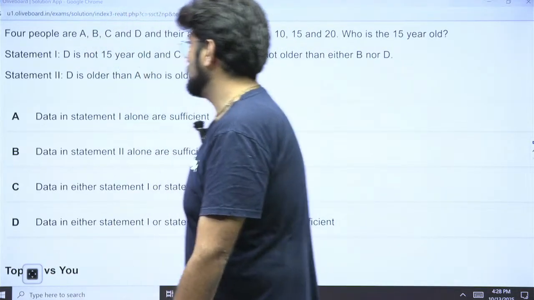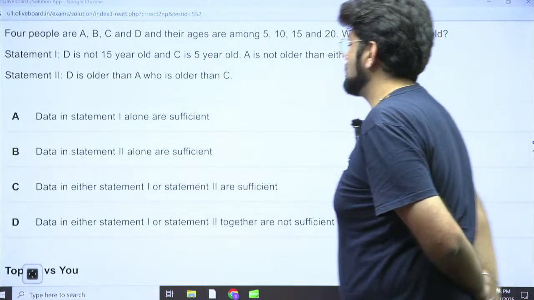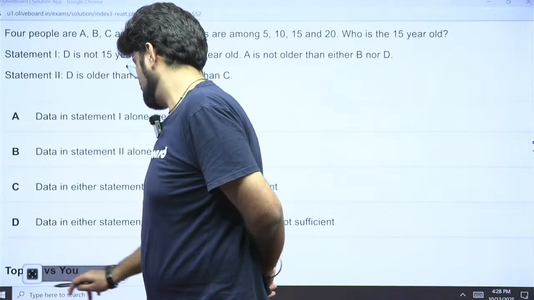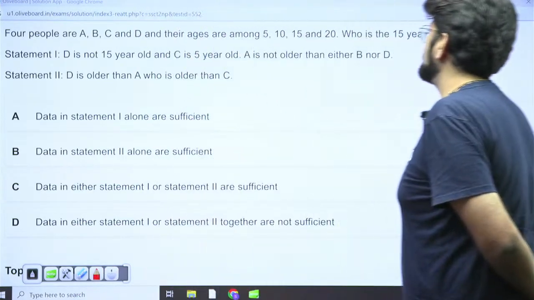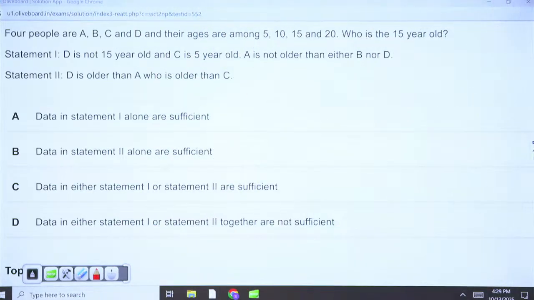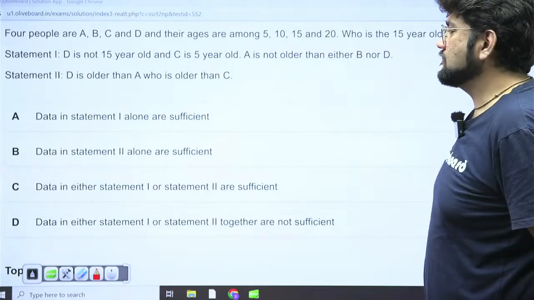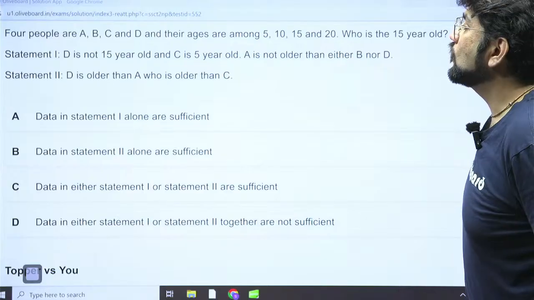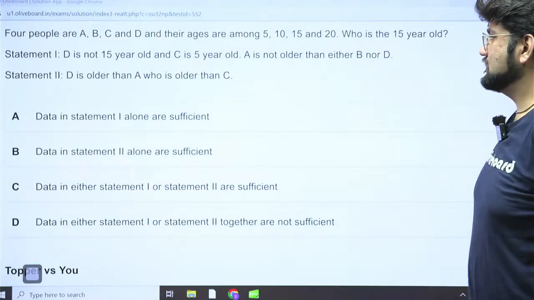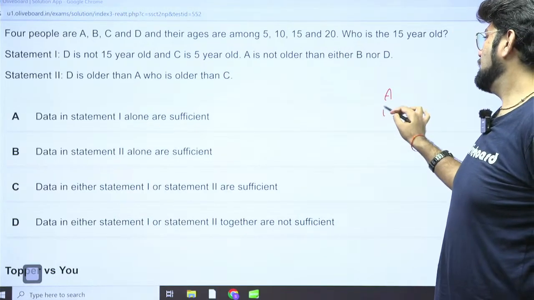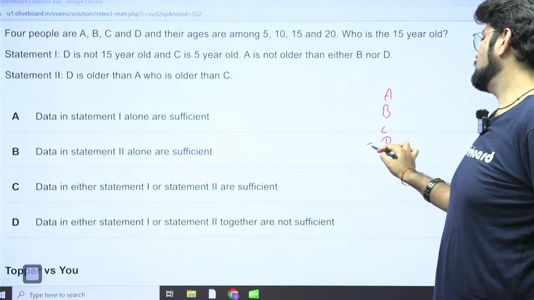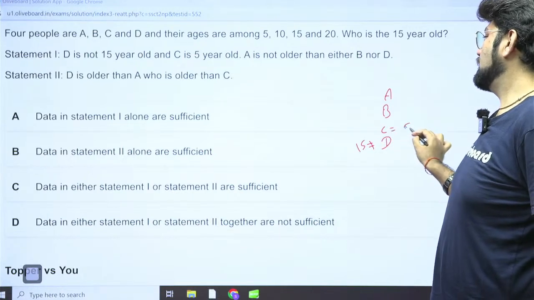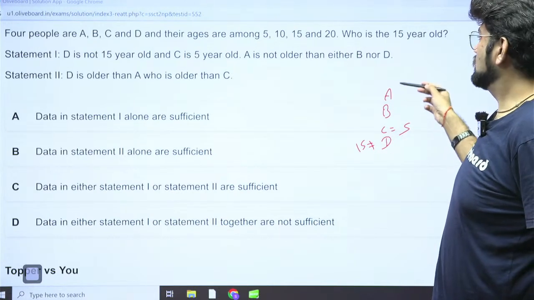Data sufficiency, okay. 4 people's ages among 5, 10, 15, 20. Who is 15-year-old? Options now: statement 1 alone, 2 alone, either. Okay, perfect. So D is not 15-year-old, C is 5-year-old. Wait. A, B, C, D. D is not 15-year-old. C is 5-year-old. So either of them is 15-year-old.